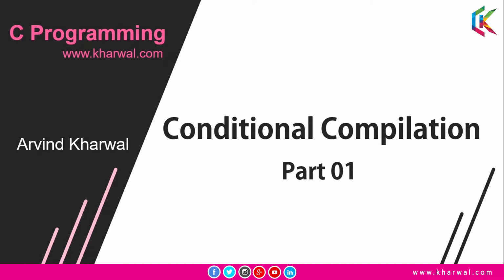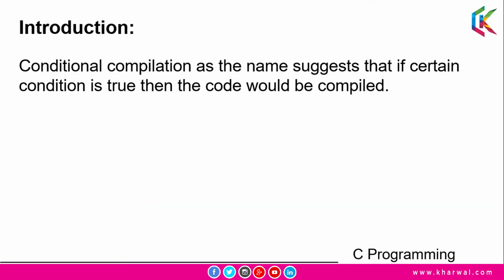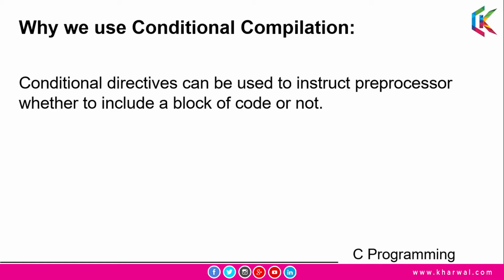Let's discuss what is conditional compilation. Conditional compilation, as the name suggests, means that if a certain condition is true, then the code will be compiled. Now we are going to discuss why we use conditional compilation. Basically, conditional directives can be used to instruct the preprocessor whether to include a block of code or not.